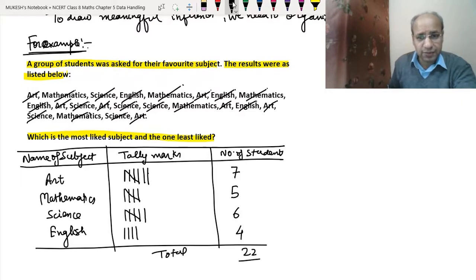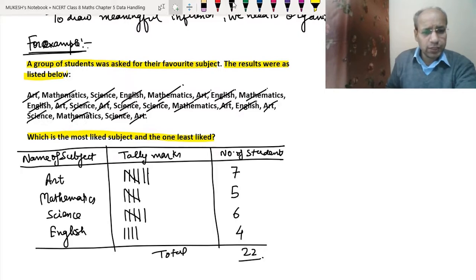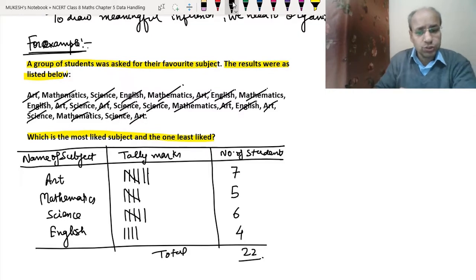Let's check whether they were 20 students or not. 1, 2, 3, 4, 5, 6, 7, 8, 9, 10, 11, 12, 13, 14, 15, 16, 17, 18, 19, 20, 21, 22. So there were 22 students. So we have got the correct answer.